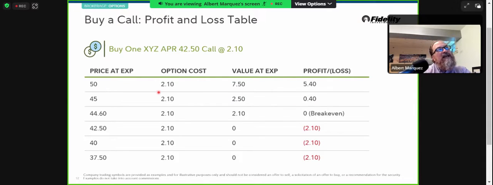At 50, again, the cost is the same, $2.10. The value at expiration now is $7.50, right? 50 minus 42.50 is $7.50. So now we've actually made $5.40. Now we start to participate one for one with the stock as it moves up, making money on that particular option. What does that look like graphically?